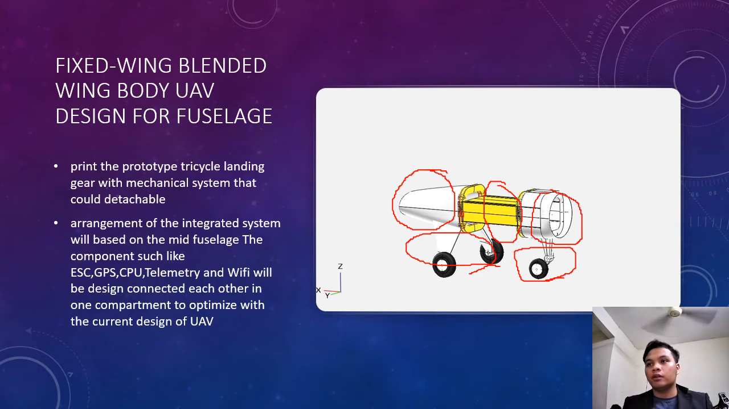The arrangement of the integrated system will be based on the mid fuselage. Components such as ESC, GPS, CPU, telemetry, and Wi-Fi will be designed connected to each other in one component to optimize with the current design of the UAV. It means it will consider the parameters of the mid fuselage to place it at the top. Imagine the system that I will design will be like a power bank. So with this design, the connector will be at the side of the compartment.